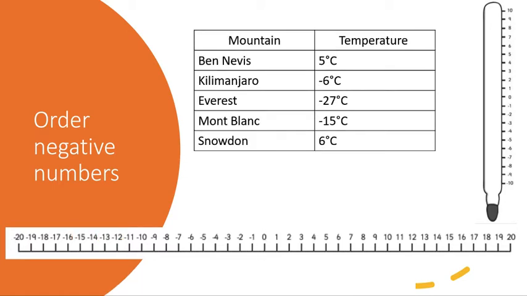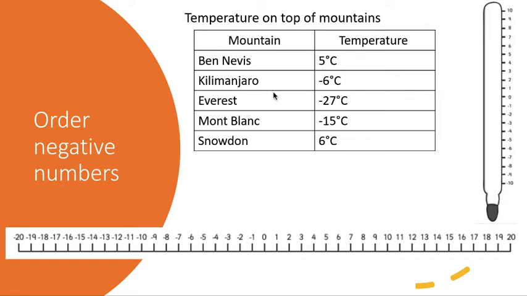Okay, this is our last turn together. This time we've got mountains and temperatures. This is the temperature on the top of mountains, and I found them on the internet yesterday. So top of Ben Nevis in Scotland, it's 5 degrees C.